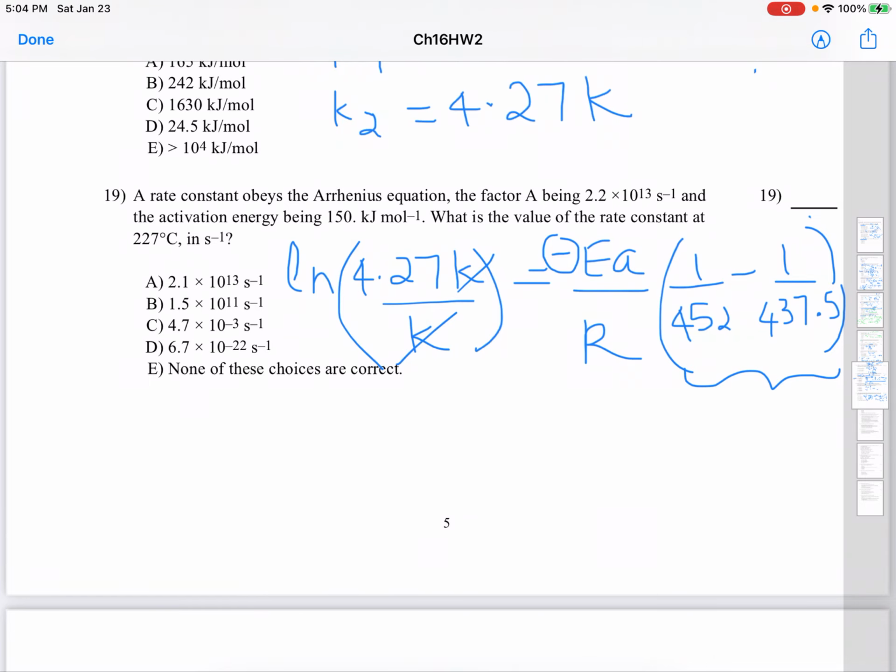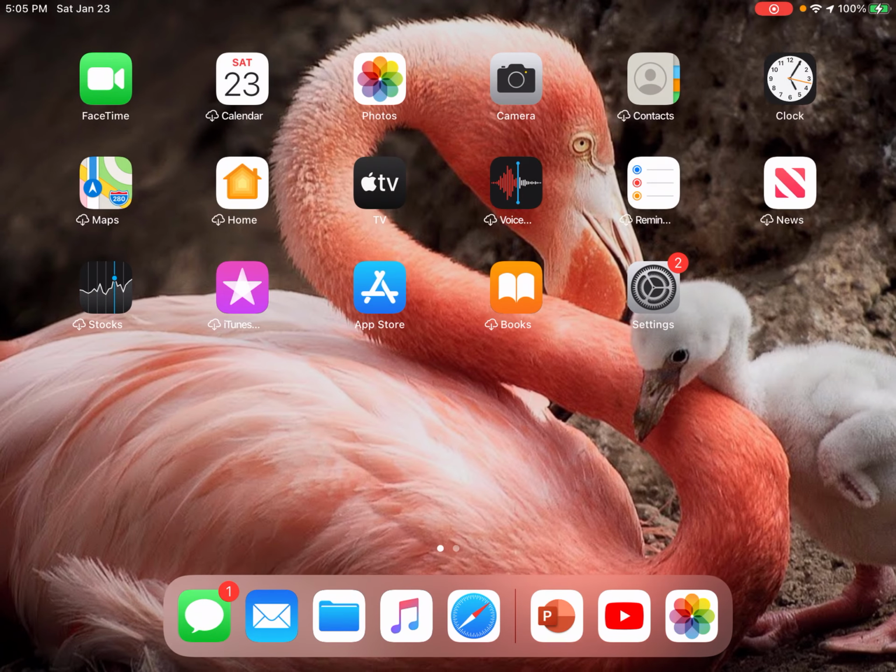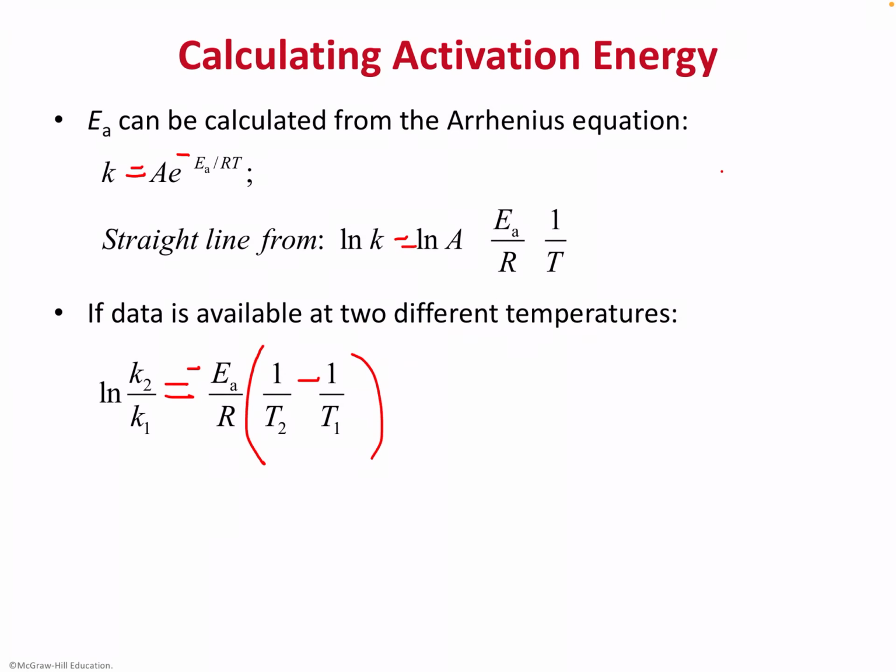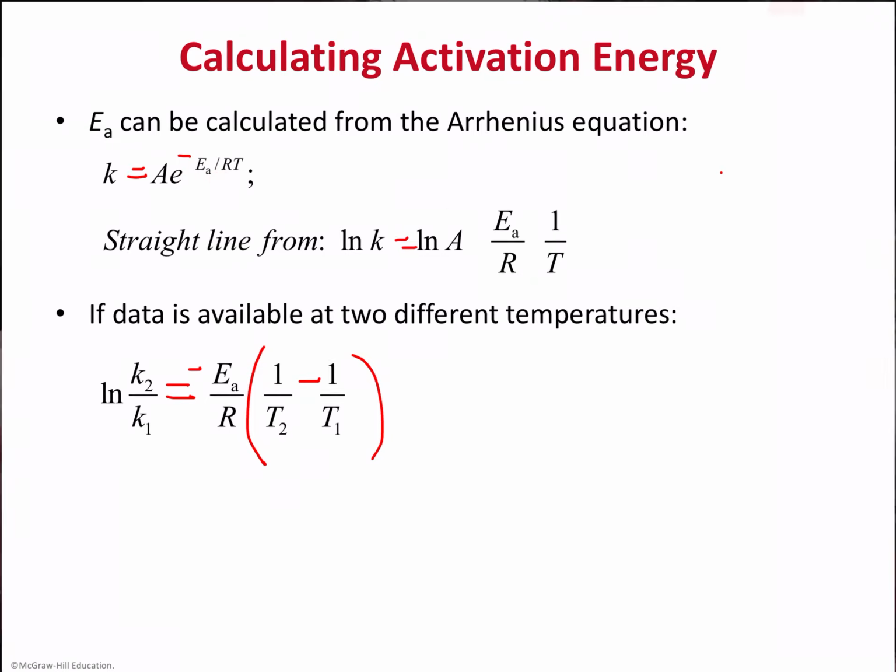And for number 19, a rate constant obeys the Arrhenius equation, the factor A being given, activation energy given. What is the value of the rate constant? So, what is the Arrhenius equation? It is in the slides, and the Arrhenius equation is this one right here. K equals A, the Arrhenius factor, times e to the negative EA over RT. So you would be using this equation.